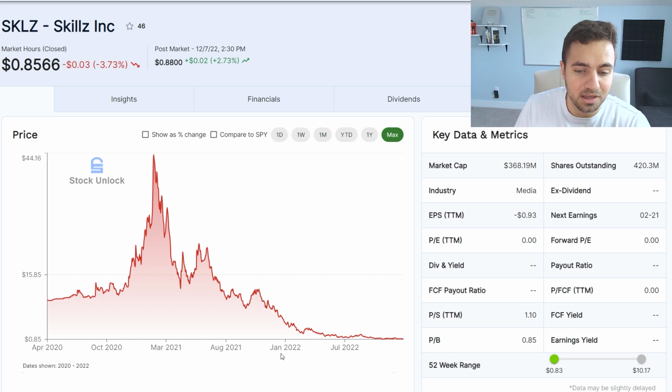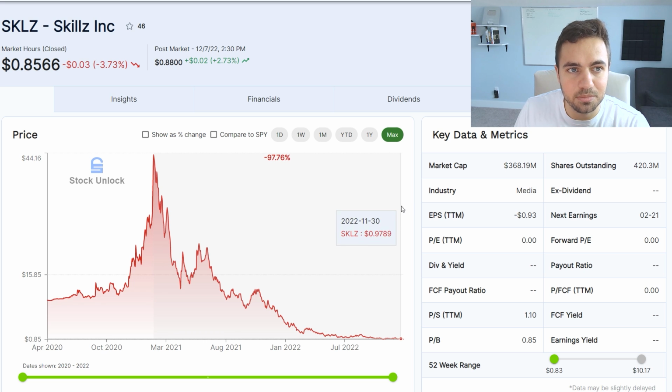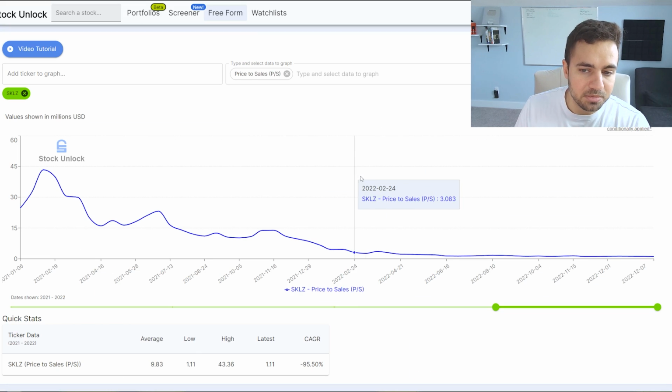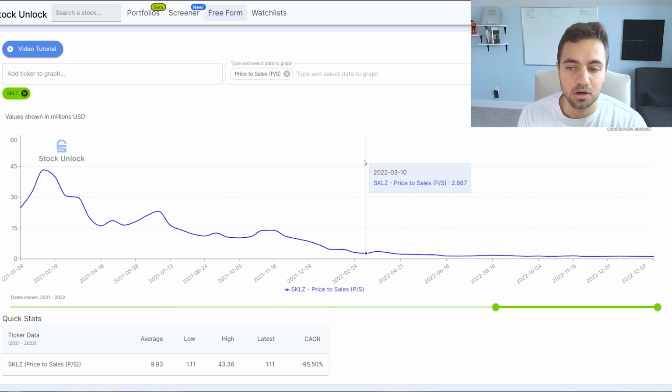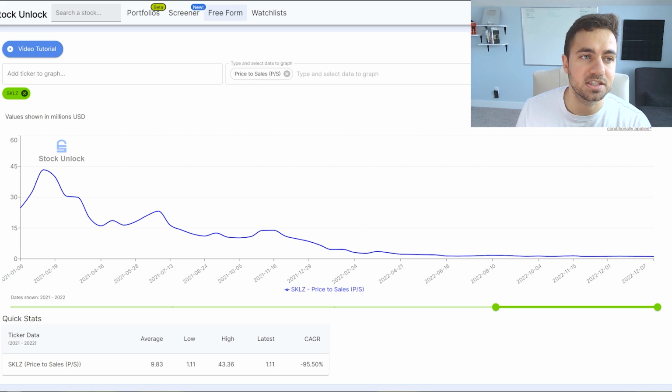Also, if you bought this stock any time in the past year, it's just been consistently selling off, and the stock is now down about 98%. So you may have been buying it because you thought the price to sales ratio was at an all-time low of 2.26 or 2.6, but I'm telling you, the price to sales ratio can go much lower if the business is losing money.